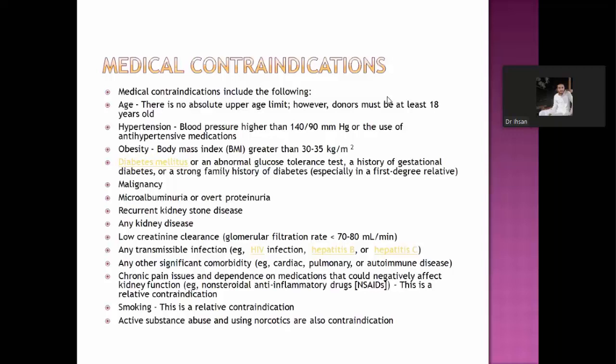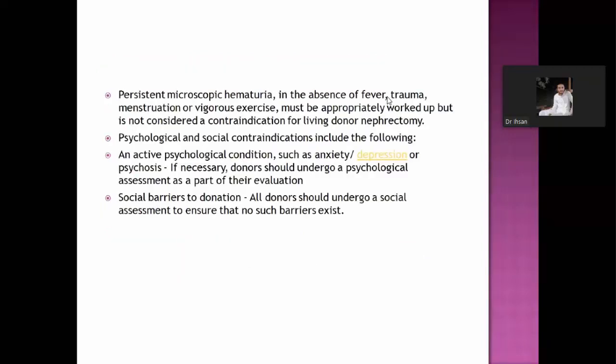Here is a relative contraindication. Smoking. This is a relative contraindication. Acute substance abuse or using narcotics are also contraindications. Persistent microscopic hematuria in the absence of fever, traumatic menstruation, or vigorous exercise must be appropriately worked up, but is not considered a contraindication for living donor nephrectomy.